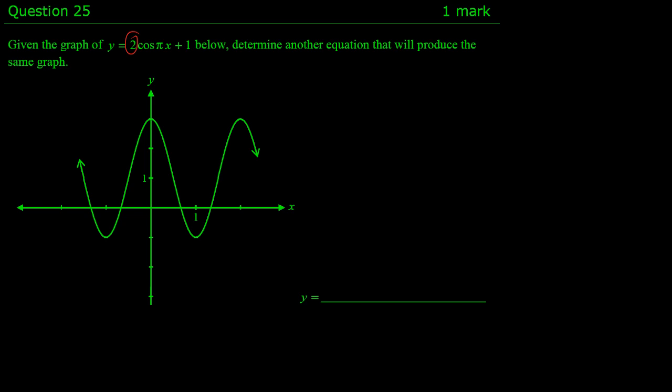Your period here, just to remind you, is 2 pi over b. So your period is 2 pi over pi. So your period is 2, which definitely makes sense because, you know, this is a 2 right here, right? So by the time it goes 2 units, you're back where you started.